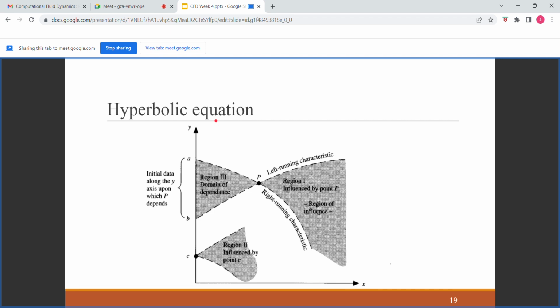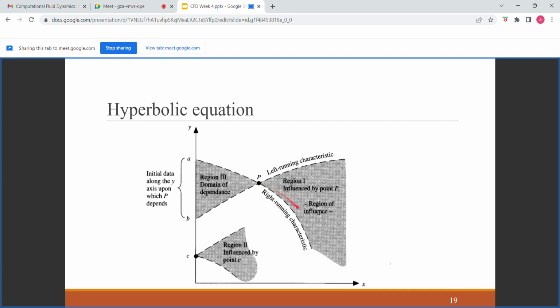For example, this is a hyperbolic equation. Here, characteristic curves will be drawn. Characteristic curves are nothing but lines drawn from this point P. When we are drawing lines along the characteristic curves, the determinant would be zero in that direction. So from that we would be getting the characteristic curves.